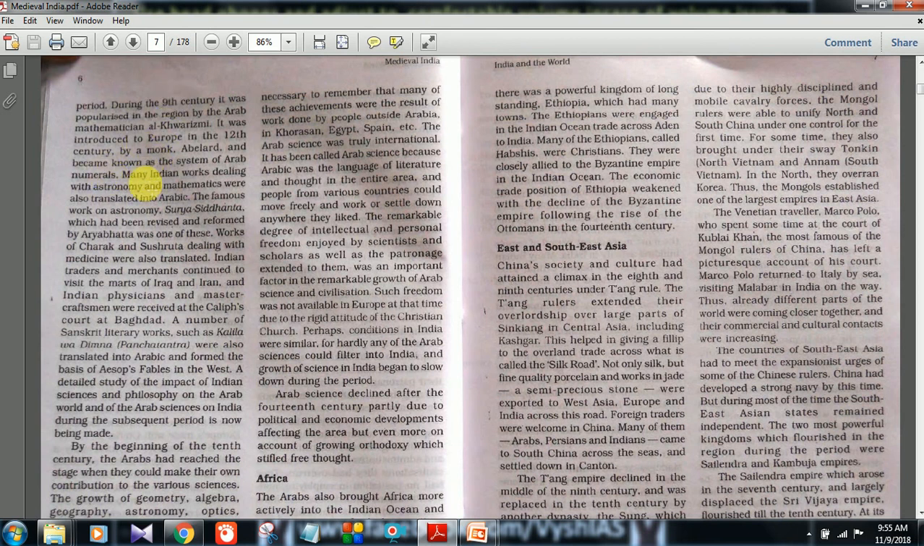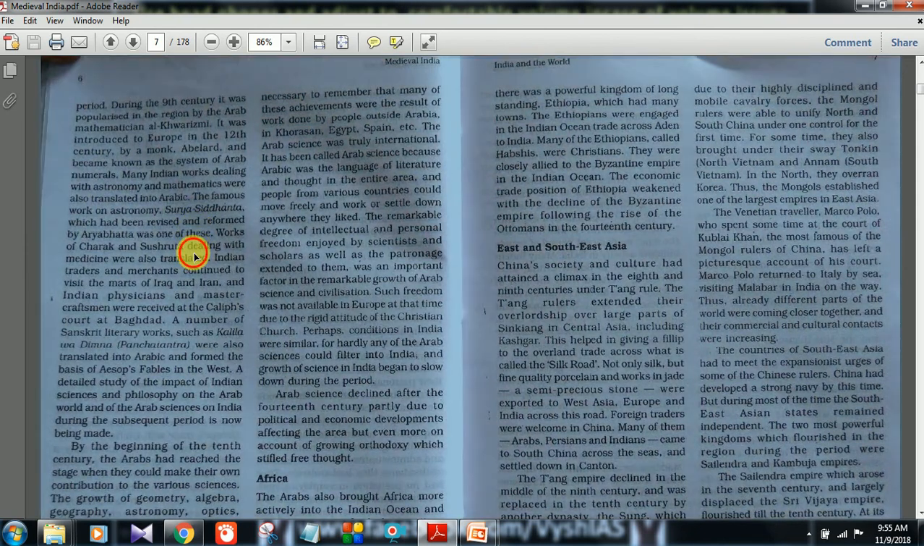Many Indian works dealing with astronomy and mathematics were also translated into Arabic. The famous work on astronomy, Surya Siddhanta, which had been revised and reformed by Aryabhatta, was one of these. Actually, yesterday when I took the R.S. Sharma last chapter, these things are all mentioned. So this chapter is exactly the beginning which you need for medieval India. It's actually connecting also, so watch that series and then watch this one, and you'll have a better idea of what all these things are.